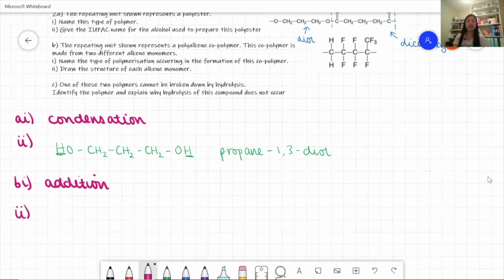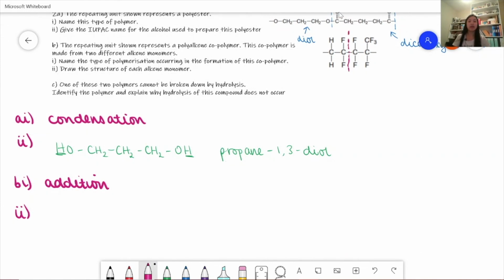So what we do here is we split it up, and then we get rid of these bonds here and form double bonds instead. And what we get is carbon double bonded to a carbon, and then we have hydrogen, another hydrogen, a fluorine, and another fluorine. So this is one of the monomers, and the second monomer would be carbon double bonded to a carbon, and then we have 2 fluorines on this carbon, a CF3 on this carbon, and a fluorine. And so these are 2 alkene monomers.